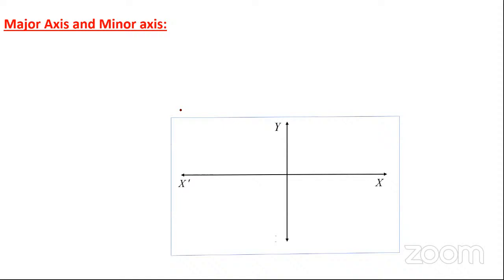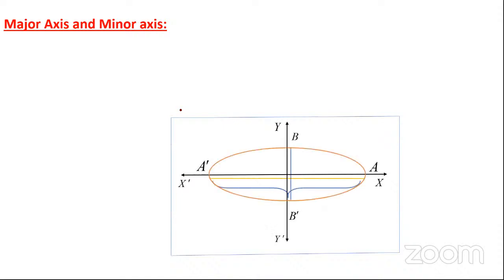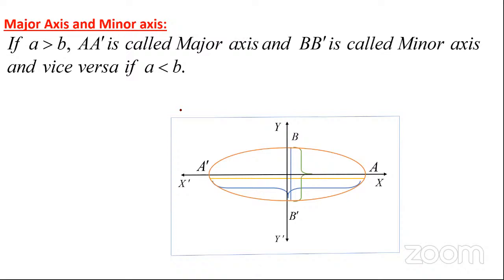So major axis, minor axis. In the previous discussion we saw what the major axis is, so what is the minor axis? Just reminding you: a dash is the major axis and b dash is the minor axis, and the length of the major axis is 2a, where a is greater than b, and the minor axis is 2b.